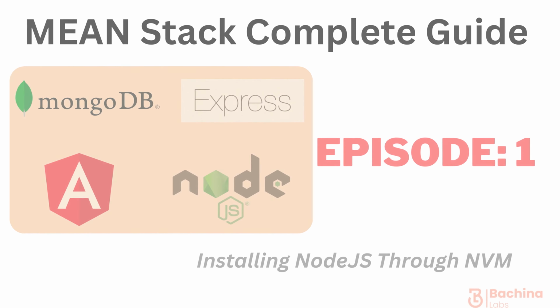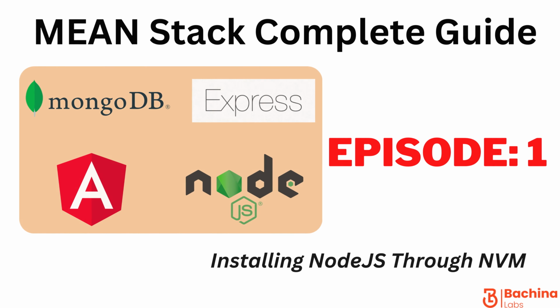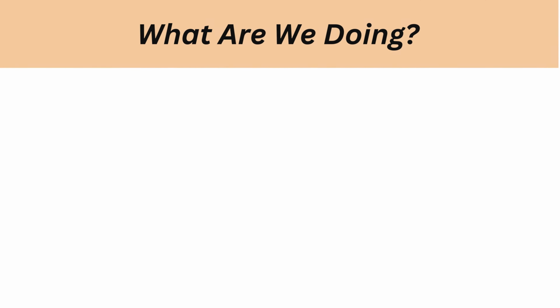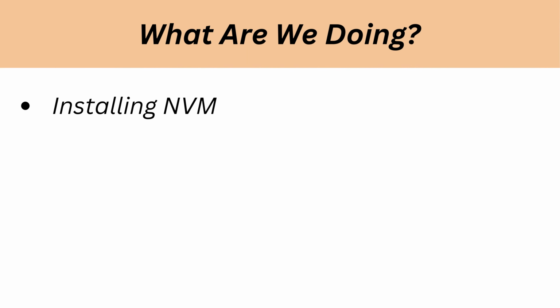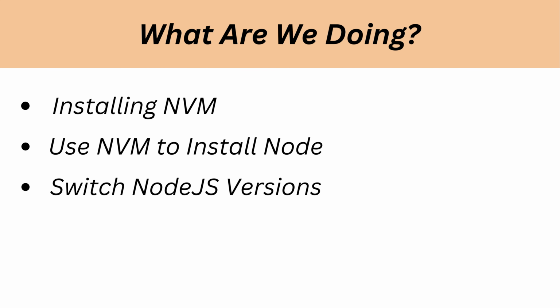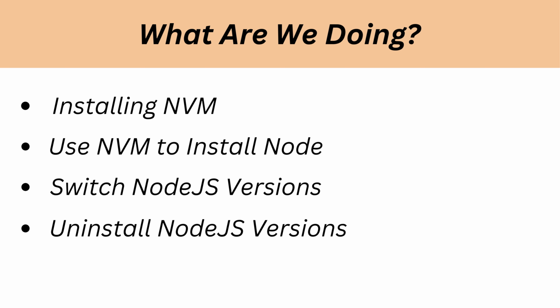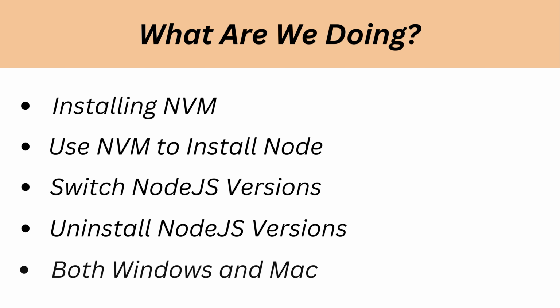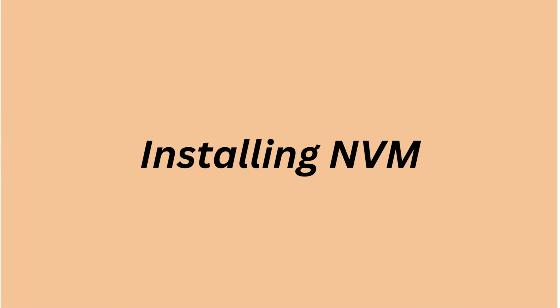In this first episode of MEAN Stack Complete Guide, we are going to install Node.js through NVM. The advantage of installing Node.js through NVM is we can easily install any specific version of Node.js, easily switch between Node.js versions, and also uninstall any specific Node.js version. And we are going to do this both on Windows and Mac.